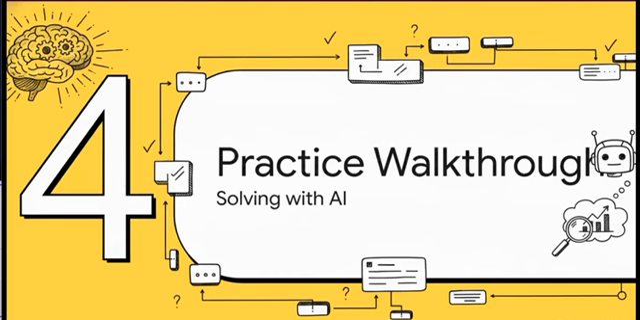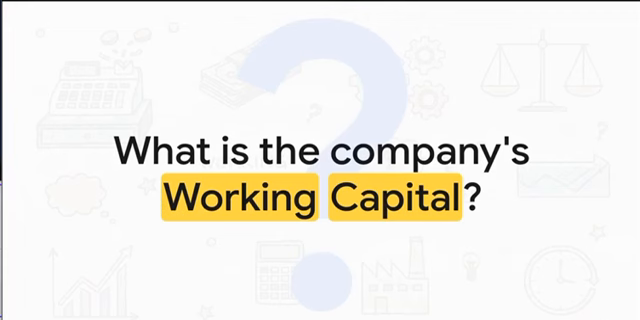All right, time for Section 4, Practice Walkthrough, where we'll be solving with a little AI help. Let's put on our analyst hats and tackle an exact CFA Level 1 exam-style question together. A company reports the following: cash 50,000 rupees, inventory 70,000, accounts receivable 80,000. Now for liabilities. Accounts payable 60,000, short-term debt 40,000, taxes payable 20,000. So what is the working capital?